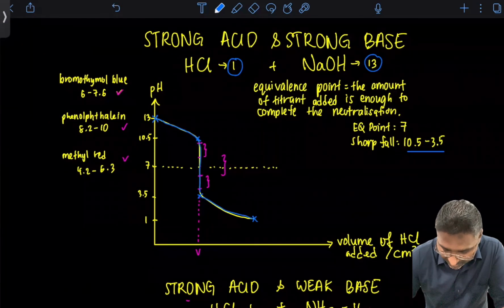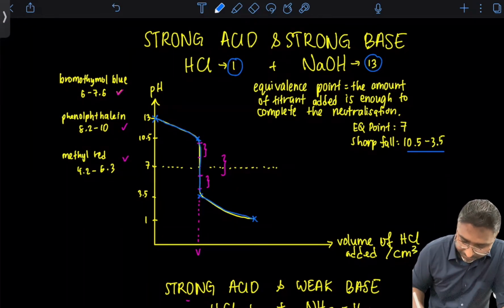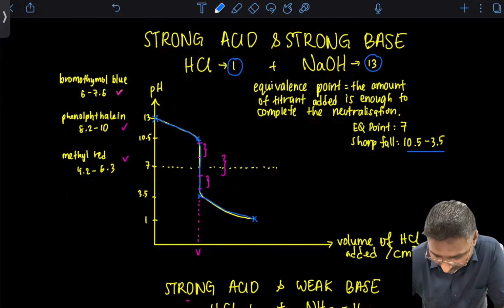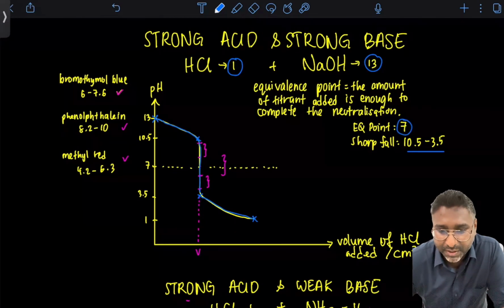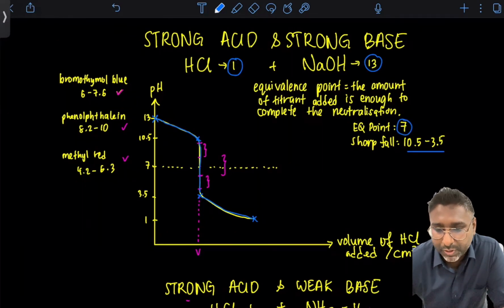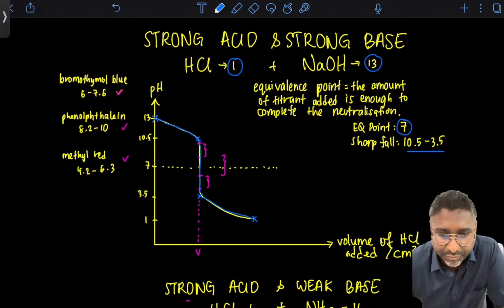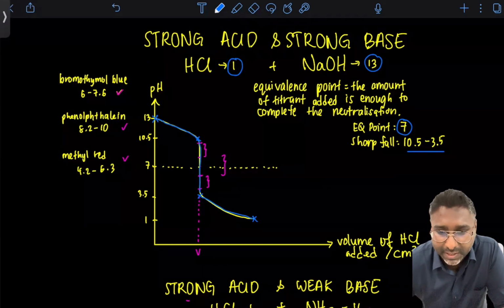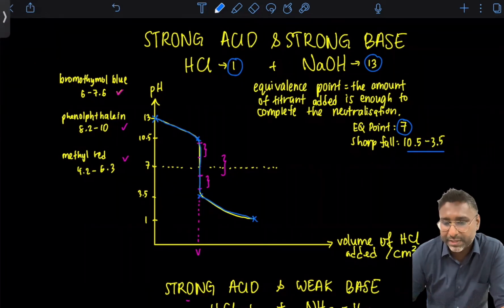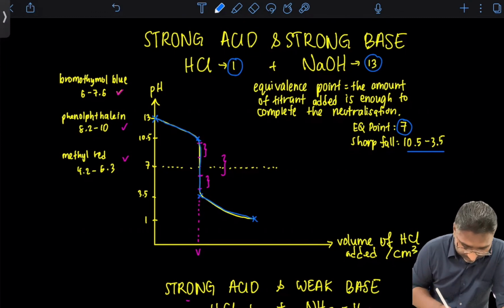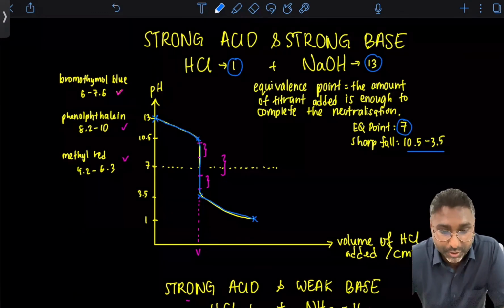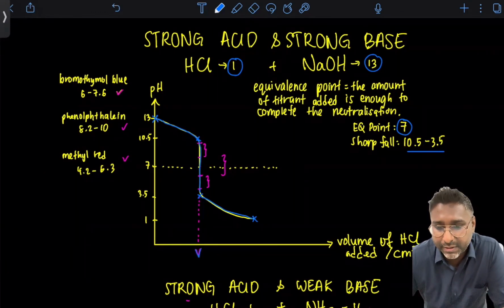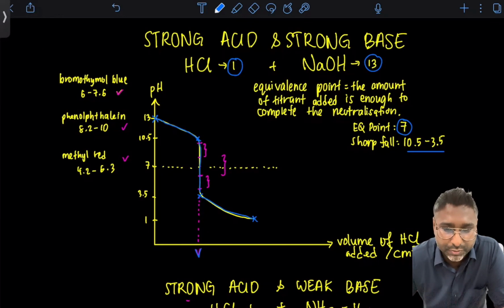Now we know the midpoint is going to be 7. Just now I mentioned this, so I will go through equivalence point and endpoint. Equivalence point is the amount of titrant added enough to complete the titration. So this V is called the equivalence point. Enough for completing the neutralization.